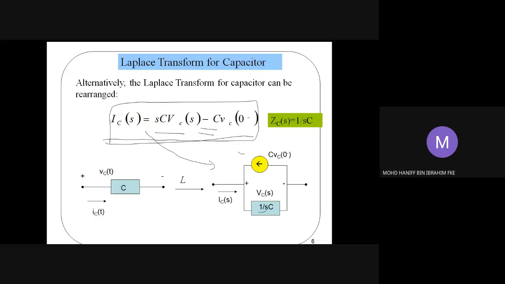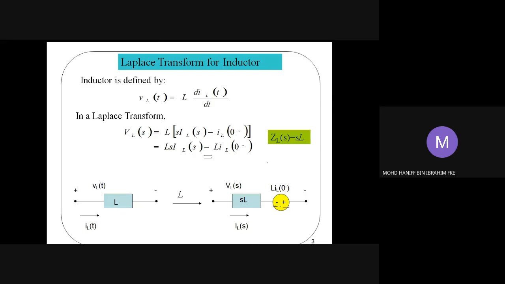Okay, so that is the transformation for the three components. For the R, nothing much different. We just change from t to s. That's all, so no changes on the component itself, no changes on the impedance. But for the inductor, evidently there are changes that can be noted, especially on the impedance value, which is sL, and the existence of the voltage source, based on this equation.